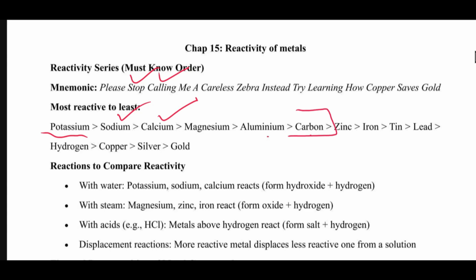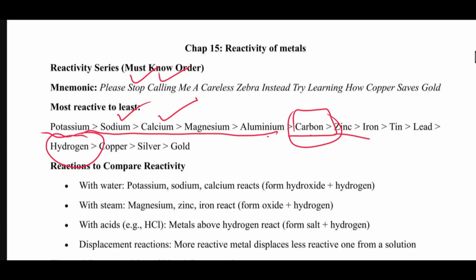Okay, now we have carbon also here. Why did we add carbon in the metallic series? I will give you the explanation later when we see how metals are extracted. That's why we have added carbon and hydrogen in this reactivity series. They both are non-metals, but we want to compare the reactivity of the metals to carbon and also hydrogen. So all these metals are more reactive than carbon.